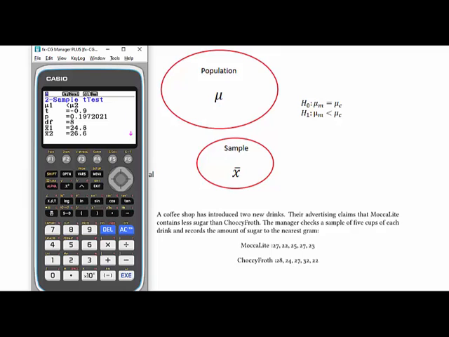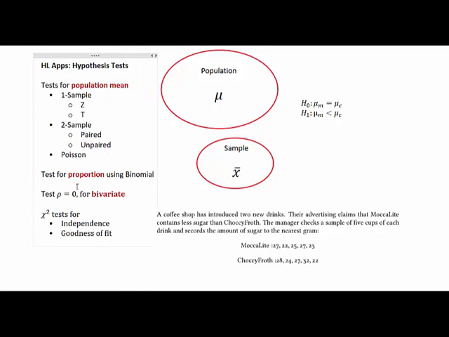Press enter. P-value is 20%, so whatever our significance level was, we are going to accept that null hypothesis. Okay, so that leaves Poisson and binomial and bivariate, which I'll do in the next video.